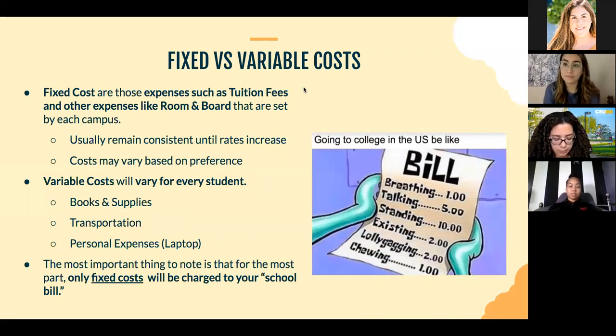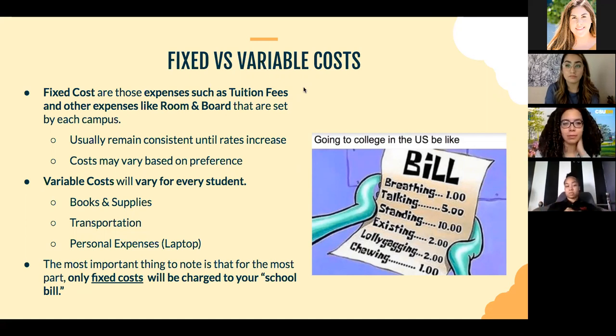Okay, so something that you should consider when viewing your financial aid award are the items or the expenses that you're going to have to pay for throughout this whole process. There are two different types: fixed and variable costs, and they have two differences. The fixed costs are the expenses such as tuition and fees or room and board, and those are set by the campus.